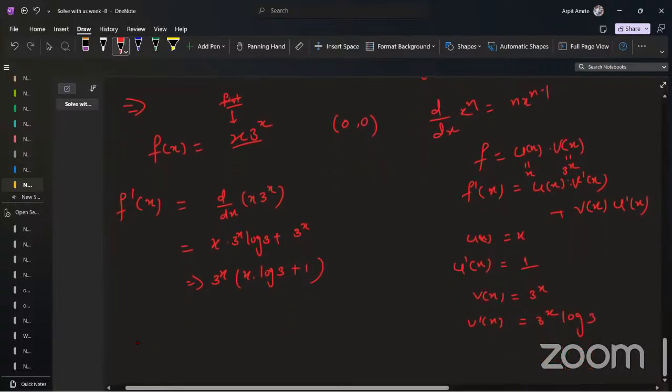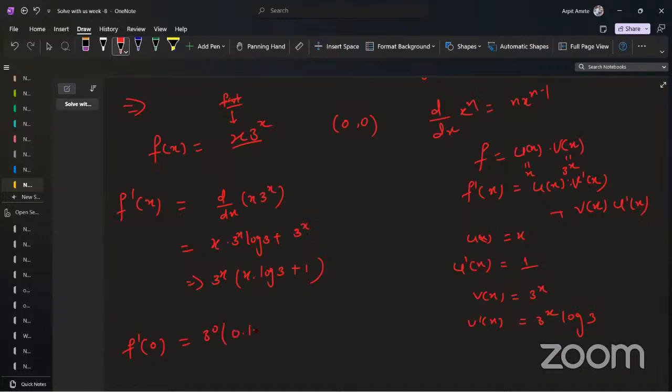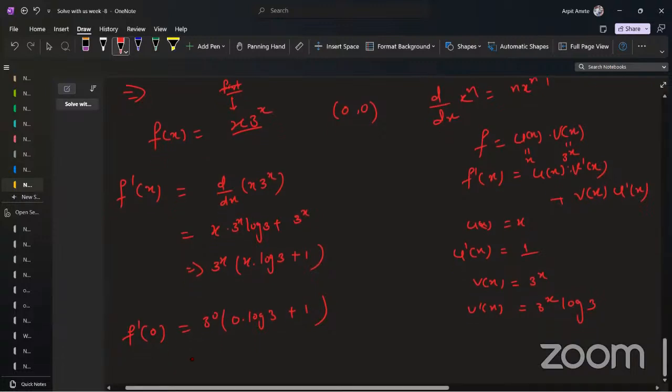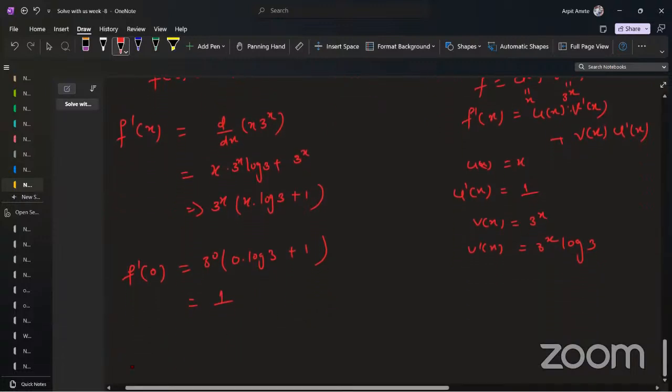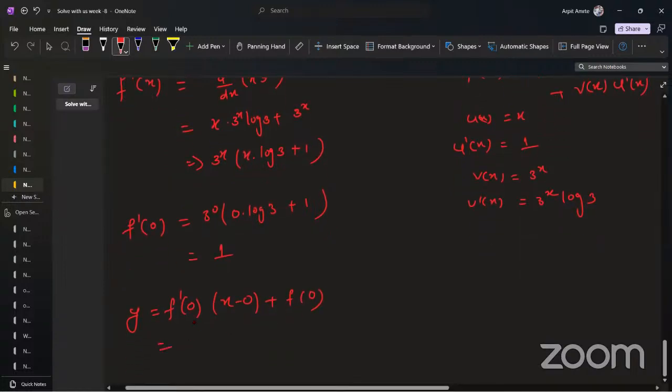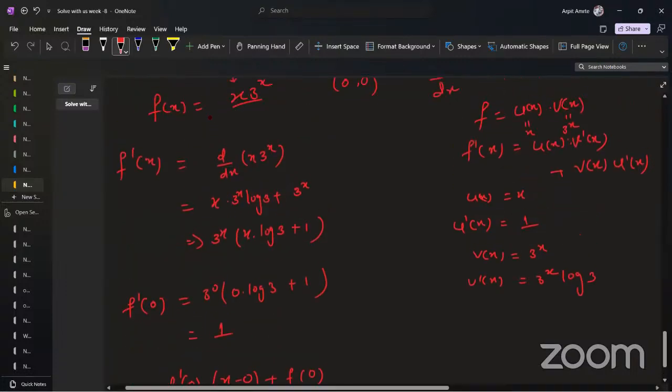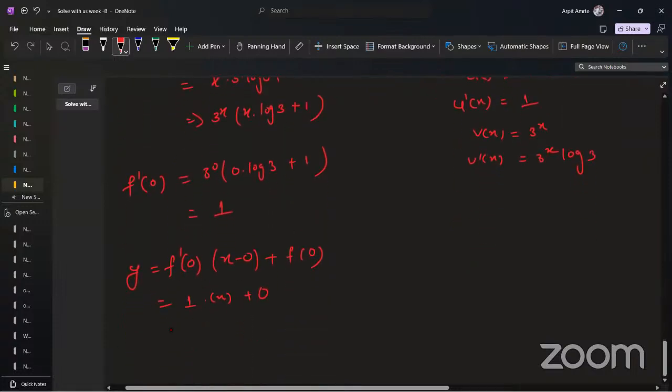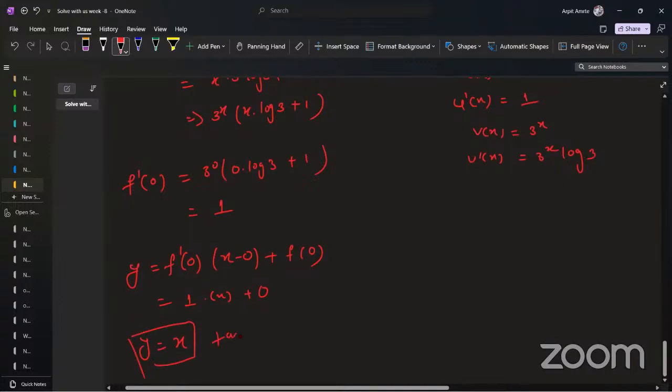Now what do you need to find? You need to find f prime of 0. What will it be? 3 raised to the power 0 into (0 into log 3 plus 1). So it will basically be 1 only, right? So now what will be my tangent line? y equals f prime 0 times (x minus 0) plus f of 0. f prime 0 is 1, so 1 into x, plus f(0), which is 0, because of this x it becomes 0. So y is equal to x is my tangent line.